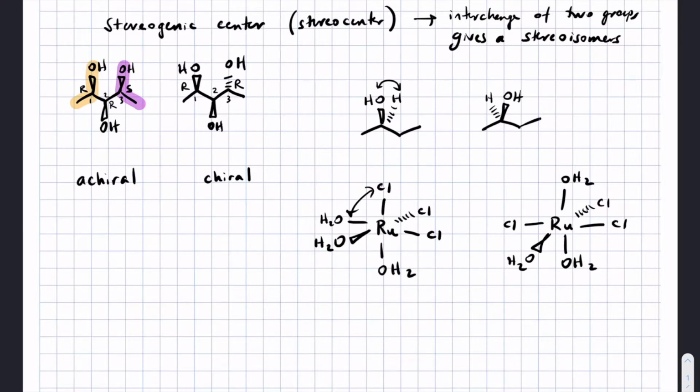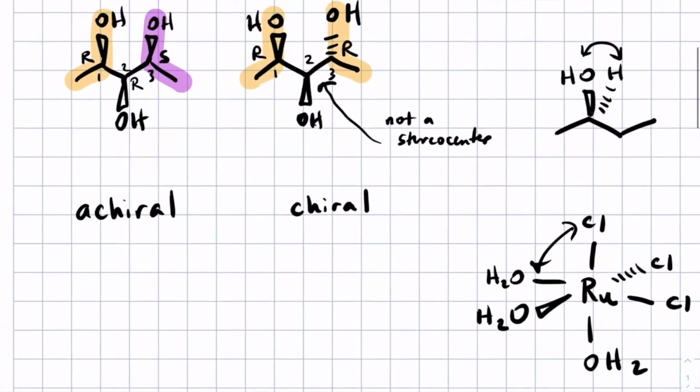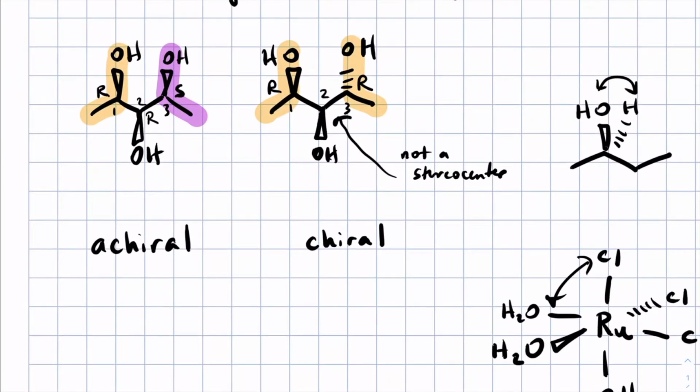However, in the structure to the right, you've got now 2 of the same thing, and so the carbon in the middle is not a stereocenter. In a way that seems counterintuitive, carbon 2 is a stereocenter in the achiral molecule, whereas carbon 2 is not a stereocenter in the chiral molecule. All right.